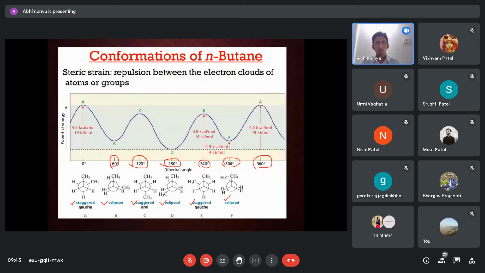So the most stable conformation is the staggered. Why is staggered the most stable conformation? So staggered, and staggered. So the repulsion between two atoms, where the atom is hydrogen and the group is methyl, is very less.